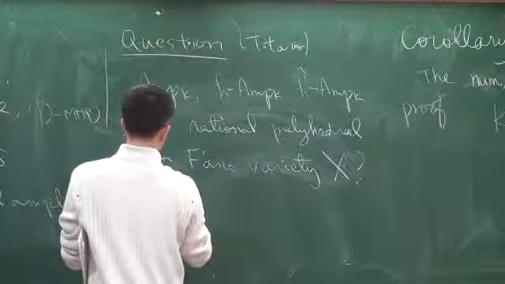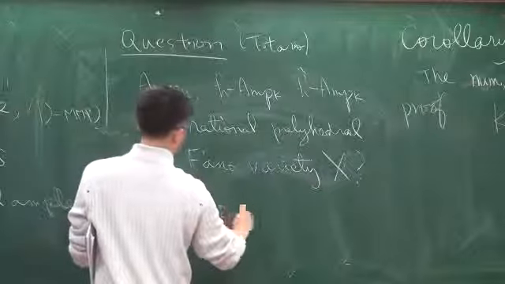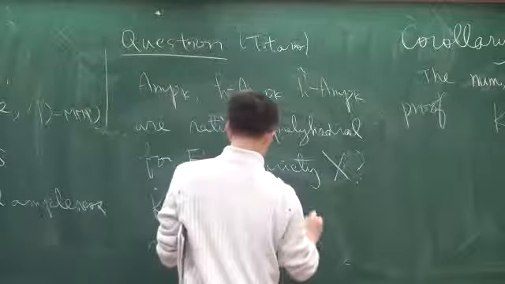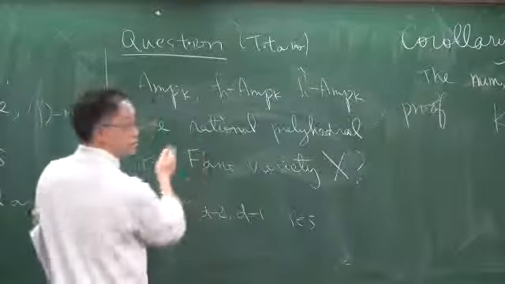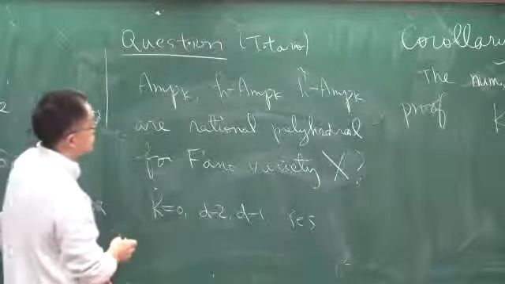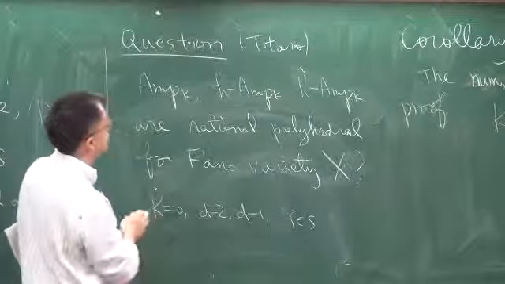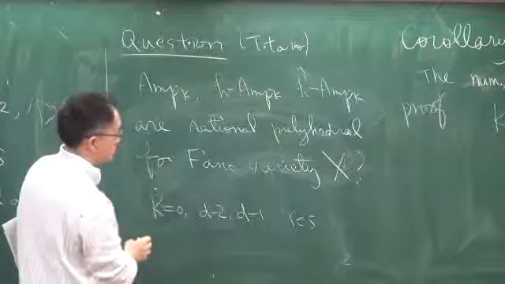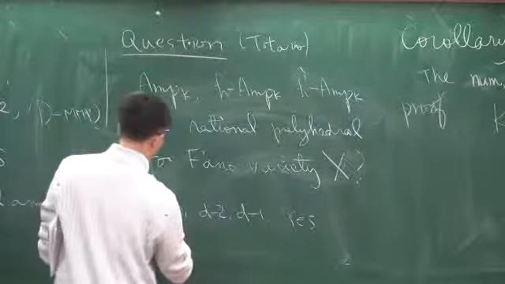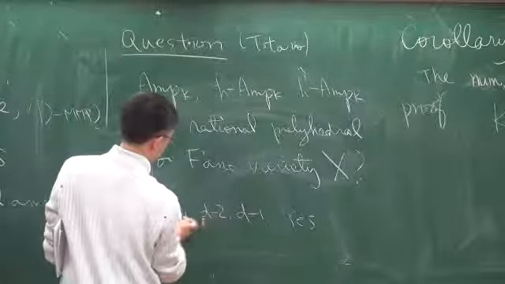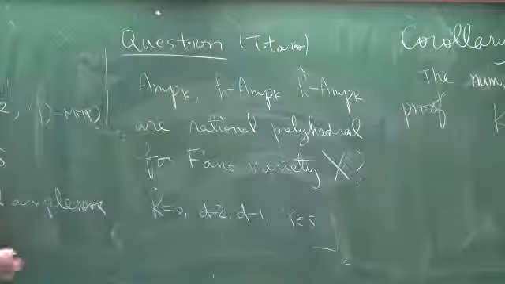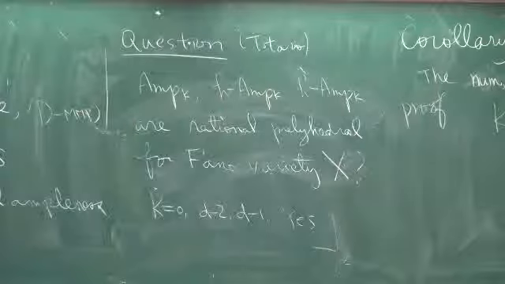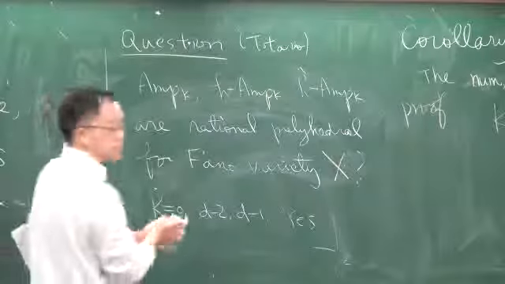If K is 0, D minus 2, D minus 1, the answer is yes. But for the rest of the cases, it's unknown, but I expect that this is true if you use some result called the geography of the minimal model program. Okay. So I think it's yes for the rest of the cases. But so I'm studying this case for now. Okay. So yeah, I stop.